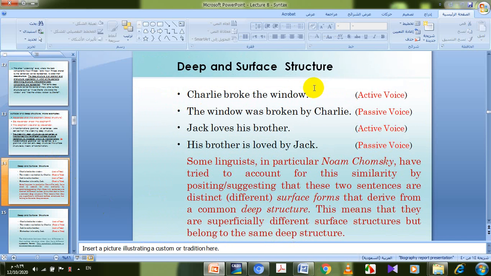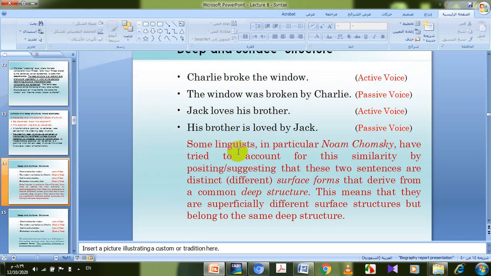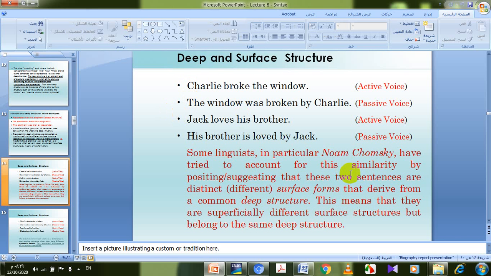Deep and surface structures. Charlie broke the window. Active voice. The window was broken by Charlie. Passive voice. Jack loves his brother. Active voice. His brother is loved by Jack. Passive voice. Some linguists, in particular Noam Chomsky, have tried to account for this similarity by positing that these two sentences, and these two, are distinct surface forms that derive from a common deep structure, the same idea.